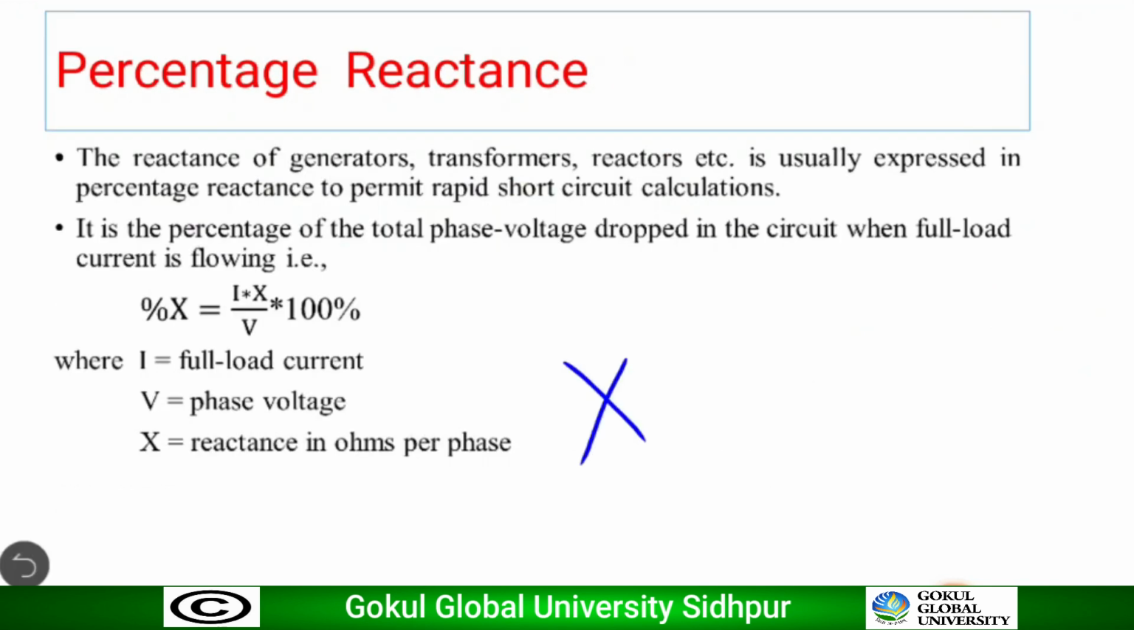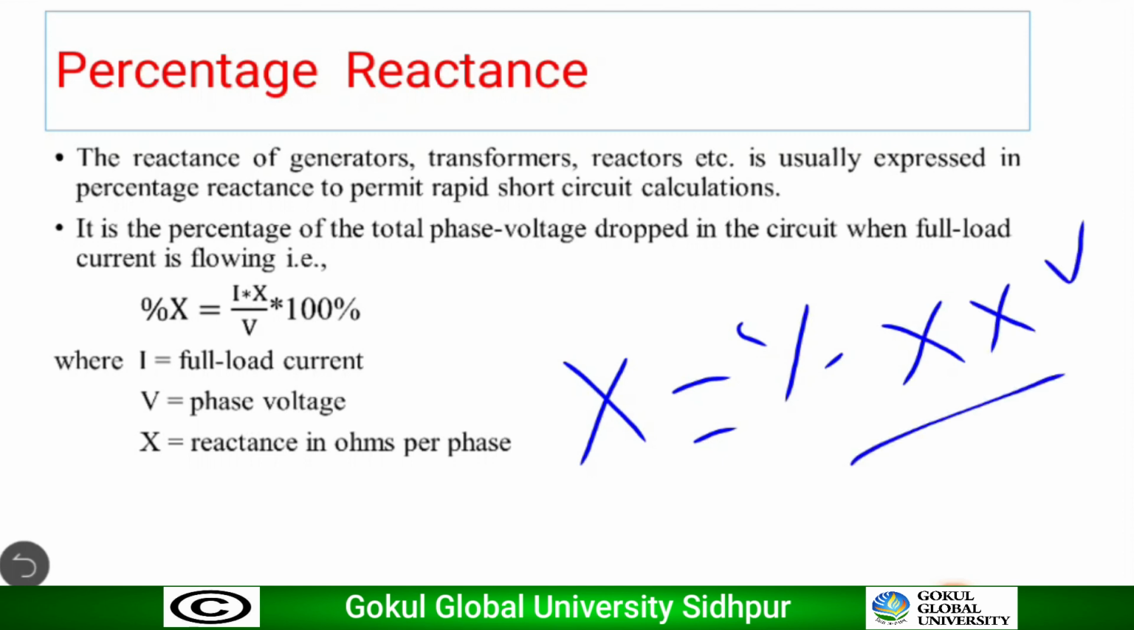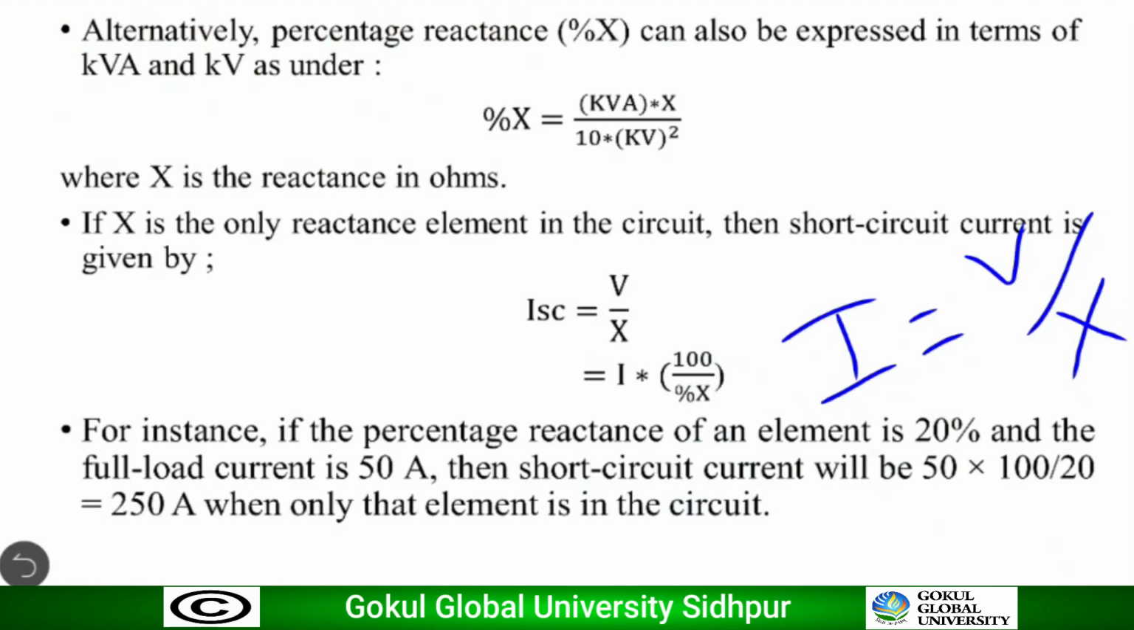So what is the value of X? X is equal to percentage X into V by I into 100. From this value we find the short circuit current, I short circuit equals V by X, and from the derived equation, I short circuit equals I into 100 by percentage X.